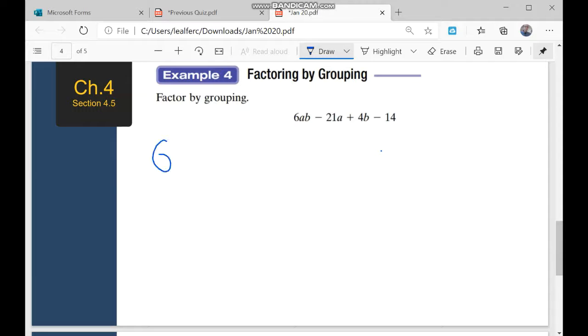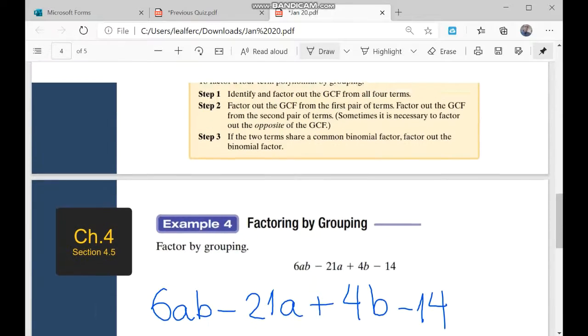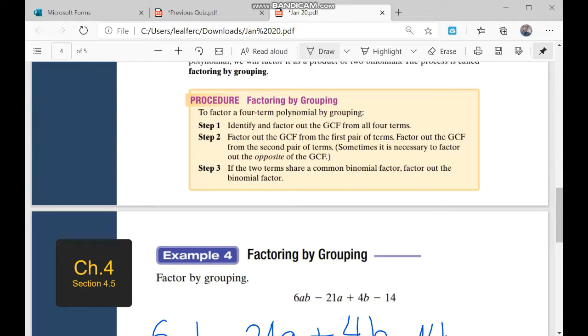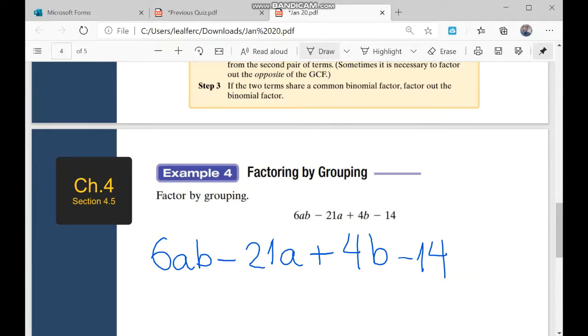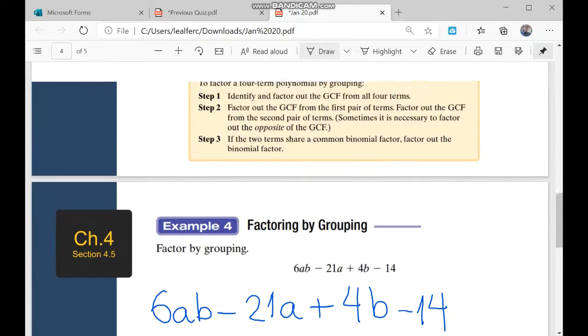We have 6ab minus 21a plus 4b minus 14. Okay? Check the first step. Identify and factor out the greatest common factor from all terms. And I try to identify, but I can say to you, we don't have any common factors of all terms. We don't have. So we can skip this step number one.